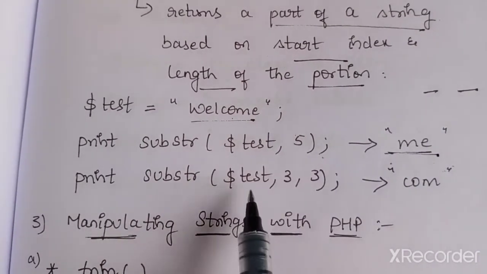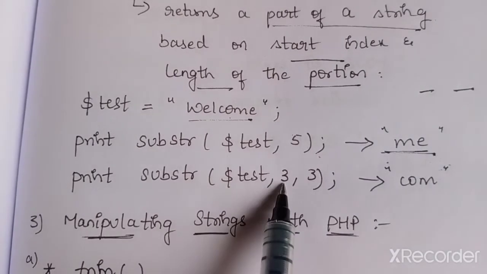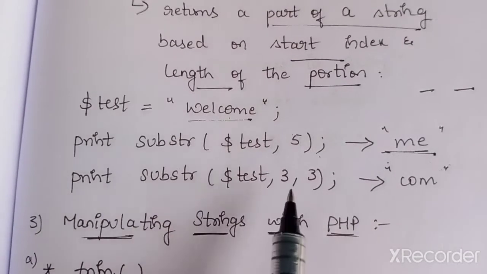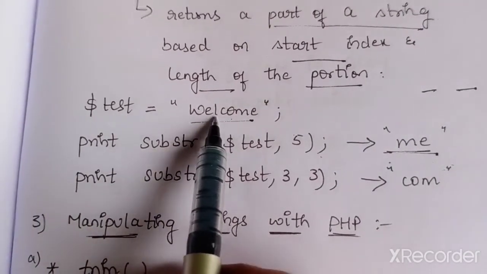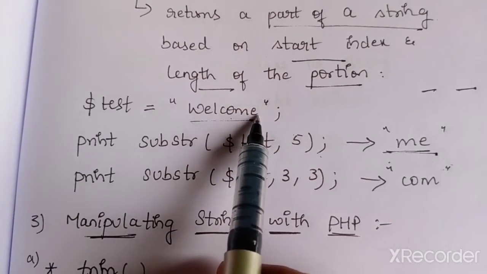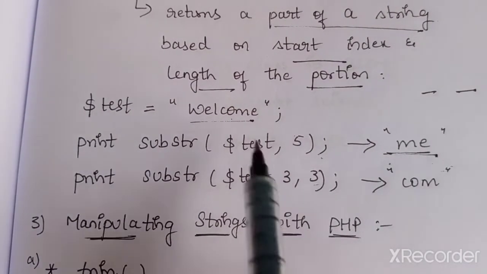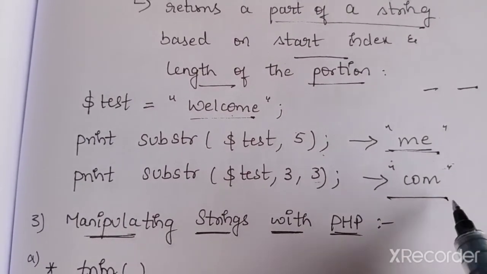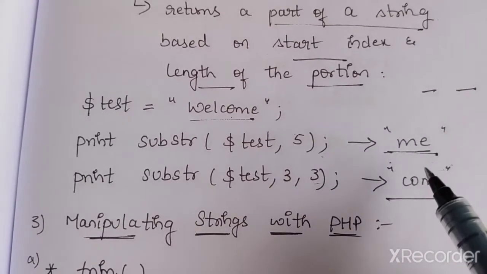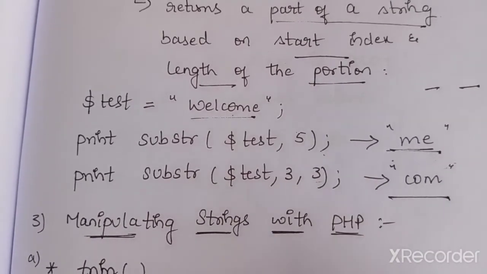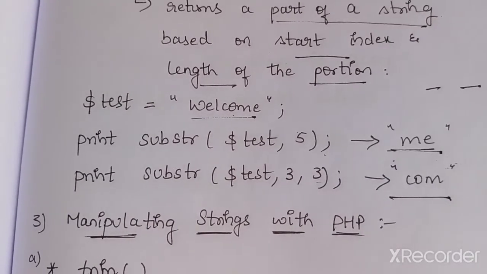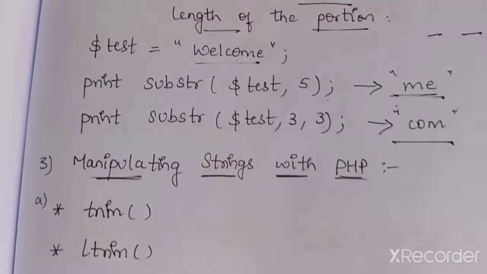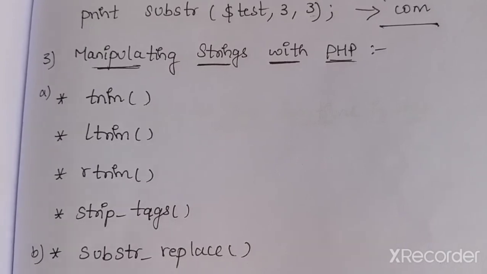Similarly, you can write it with 3 arguments, like from where to where. In the test we are storing welcome, and 3 means 1, 2, 3. After 3 what do we have? COME. But we want only up to 3. That means COM. So the output will be COM. This is about substr, finding a substring in a string. Got it? These are the functions in investigating strings in PHP.